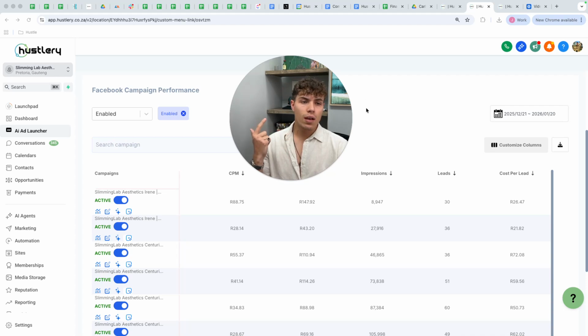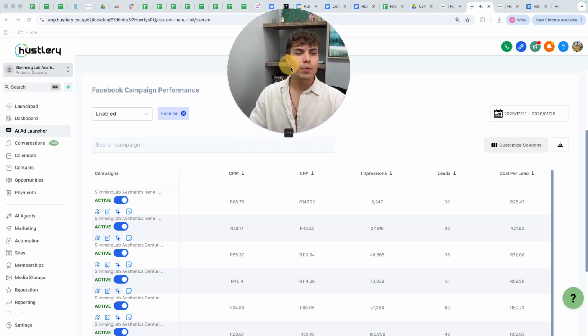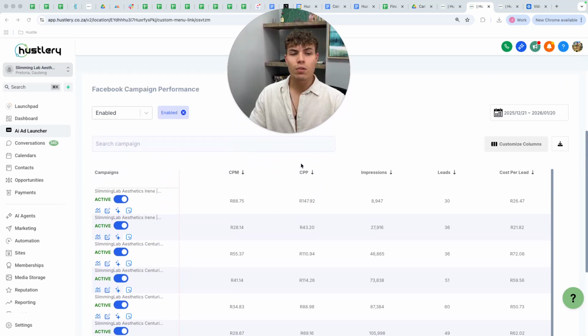And then I also have a little bit of a bonus to show you how you can use the AI for your optimization and then also how to run some retargeting campaigns. Cool, so let's have a look at this client's business, Slimming Lab Aesthetics. They're in Irene in Pretoria. I have permission to quickly look at some of her ads and to explain some of these metrics to you guys.